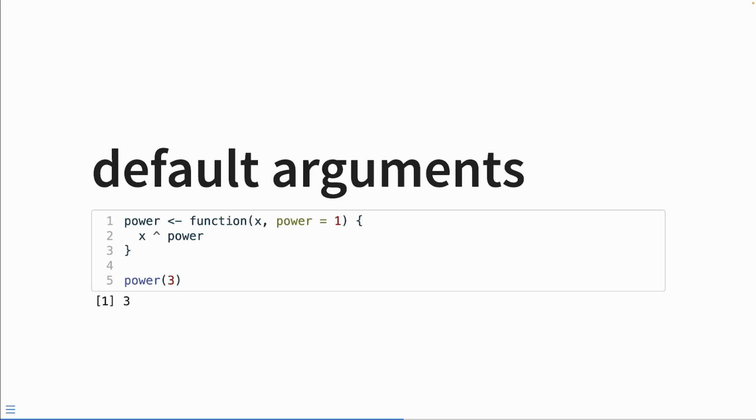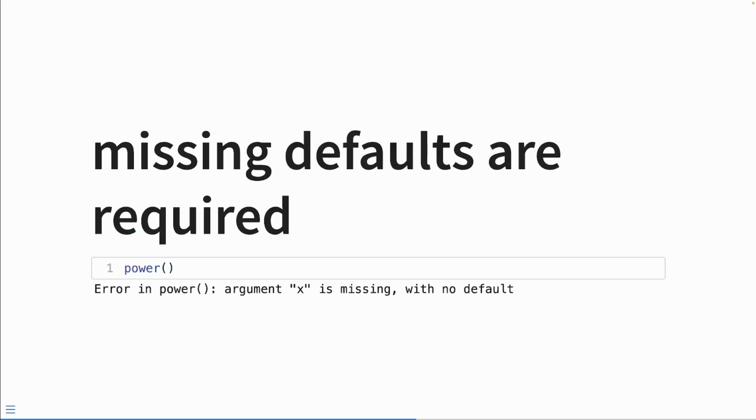In this example, we run the power function on the value 3, and we get 3 because 3 to the first power is 3. But when a function is called without any arguments, it resorts to all the default arguments. But if an argument doesn't have a default value, that code's going to error out. Arguments without defaults are required.